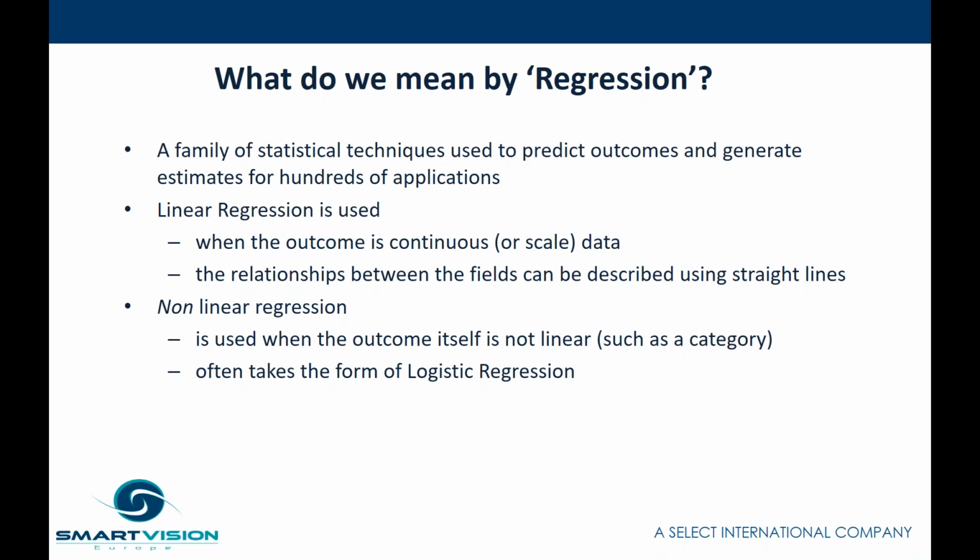Non-linear regression is used when the outcome itself is not linear, such as a category outcome. So you're trying to predict a yes, no, or which of three possible categories an individual belongs to. And it often takes the form of logistic regression, but there are other types of non-linear regression called quadratic regression and cubic regression, that sort of stuff. And these are things which can't be described using straight lines. So non-linear regression is a more complex version of linear regression. And normally, when you're learning about regression, you start with linear, because that's fairly straightforward to get your head around. And then you move on to the non-linear regression techniques.